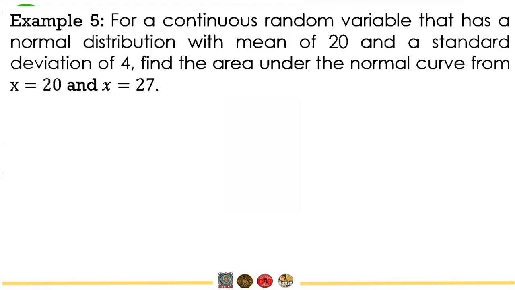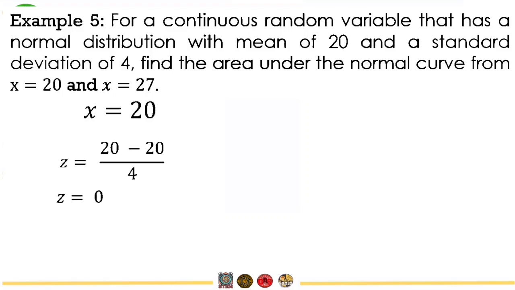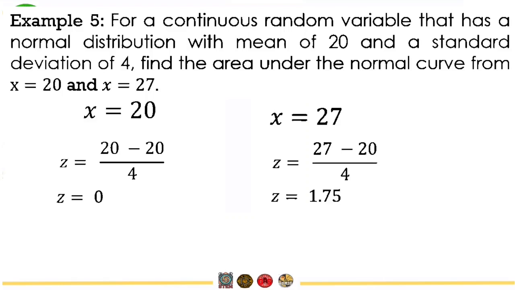So 20 minus 20 divided by 4. 20 minus 20 is 0. 0 divided by 4 is 0. So the location of 20 is exactly at the mean, so the z-value is 0, because it is the same as the mean. How about 27? 27 is above the mean, so it is positive. So the z-value of 27 is 1.75.